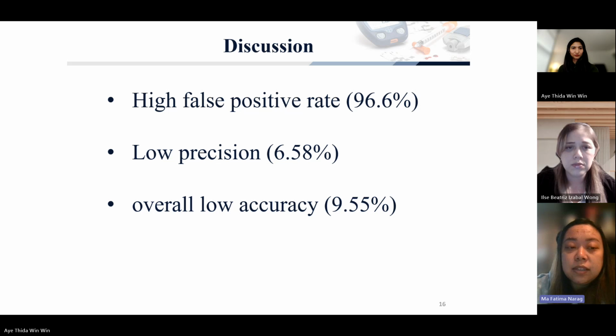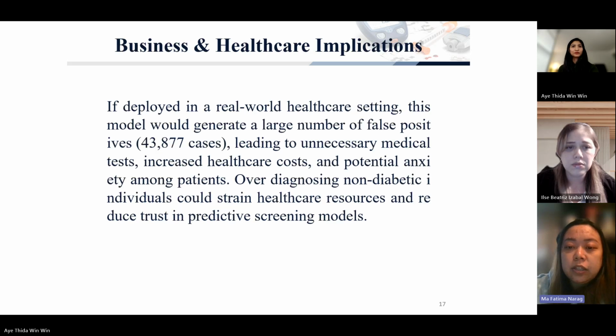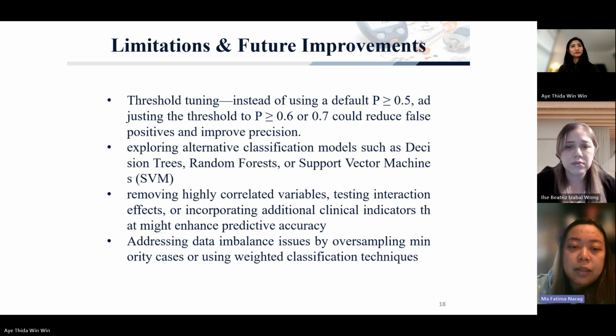Next is the business and healthcare implications. If deployed in a real world healthcare setting, this model would generate a large number of false positive cases, 43,877, leading to unnecessary medical tests, increased healthcare costs, and potential anxiety among patients. Overdiagnosing non-diabetic individuals could strain healthcare resources and reduce trust in predictive screening models. So, to ensure practical usability, a better balance between recall and precision is necessary. Refining the decision threshold or exploring alternative classification models could improve the model's reliability and clinical decision making.